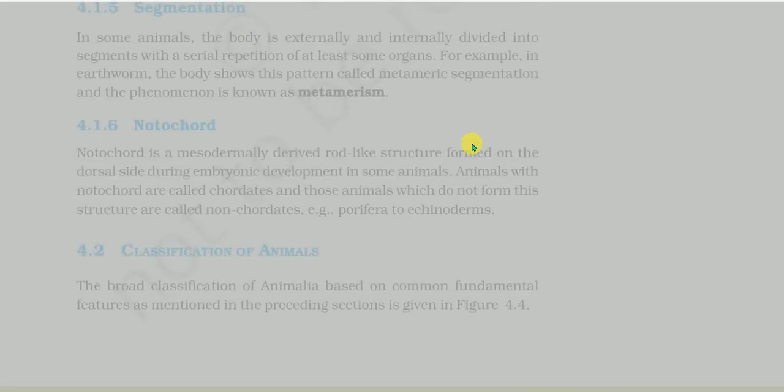4.1.5 Segmentation. In some animals, the body is externally and internally divided into segments with a serial repetition of at least some organs. For example, in earthworm, the body shows this pattern called metameric segmentation, and the phenomenon is known as metamerism. 4.1.6 Notochord. Notochord is a mesodermally derived rod-like structure formed on the dorsal side during embryonic development in some animals. Animals with notochord are called chordates, and those animals which do not form this structure are called non-chordates, e.g., porifera to echinoderms.